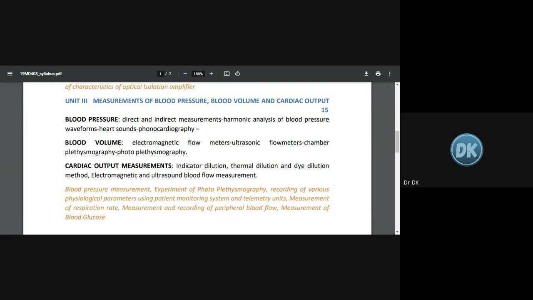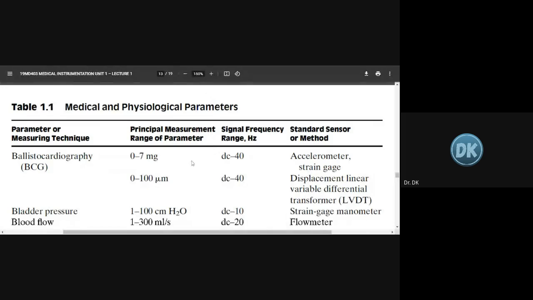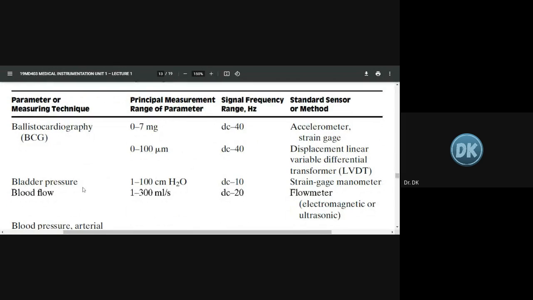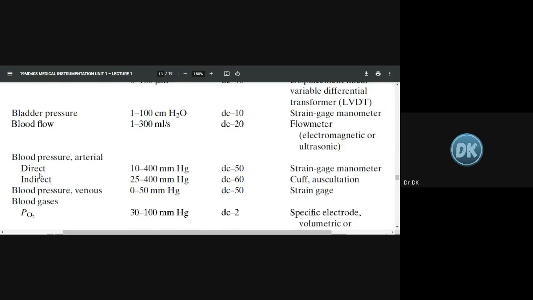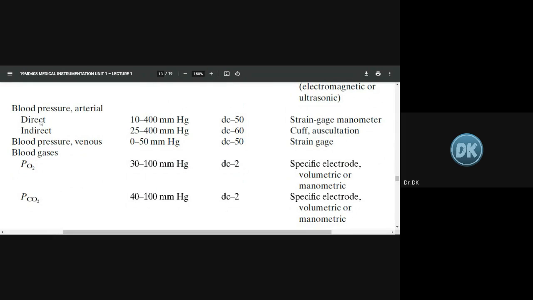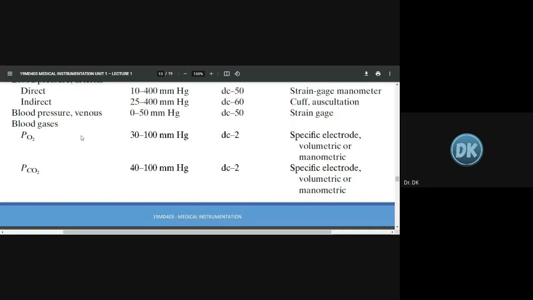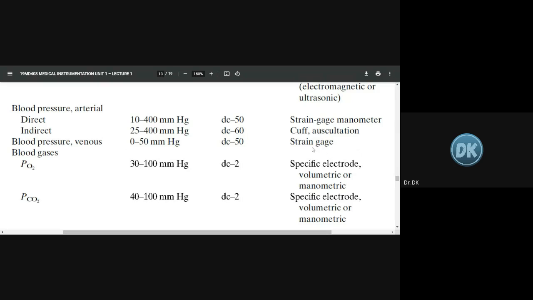So this tabulation is like a consolidation of all the physiological parameters. We are not going to study each and every technique in detail. We'll be studying very specific methods which are commonly used in hospitals. Okay. And blood pressure measurement, like I said in the last class, we have direct measurement and indirect measurement. So this can be measured using a strain gauge manometer or auscultation strain gauge, or you can use a sphygmomanometer, which is generally used. And then venous blood pressure, they use a separate strain gauge. So these are the different values.